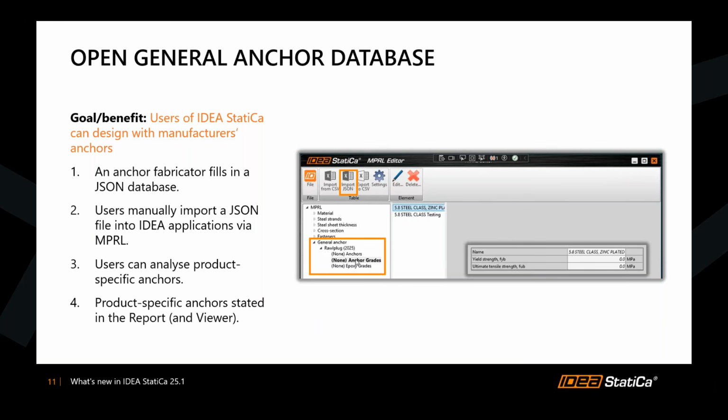So what's the benefit of this? Basically, if you are designing with some anchor manufacturer and you would like to have the anchor inside IDEA StatiCa, you can help us by talking to them and asking them to provide us with this JSON file, which you can then import into IDEA StatiCa and design your anchor based on the manufacturer's material directly inside IDEA StatiCa. So there's no more other application needed for this anchor.